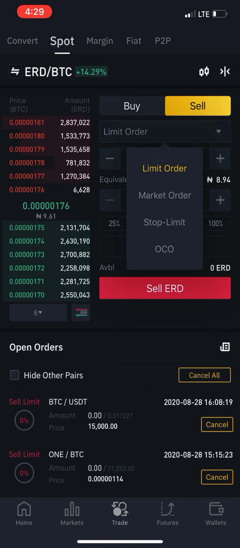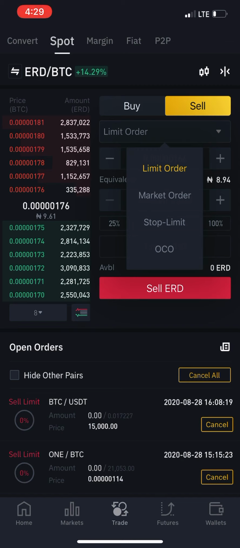Do you understand? So the OCO means one cancels the other. This thing allows you to set your sell price and your stop loss at the same time. But if you are using limit order, which is sell limit, it only allows you to set your sell price.